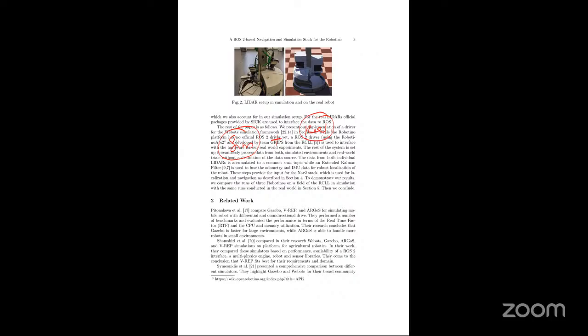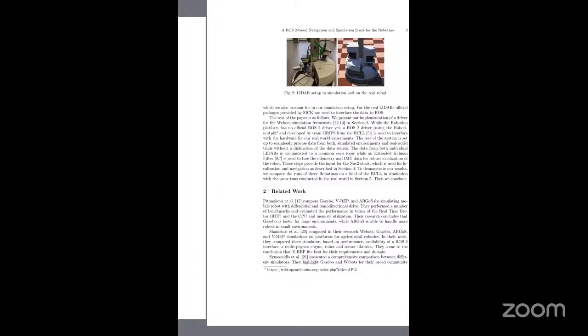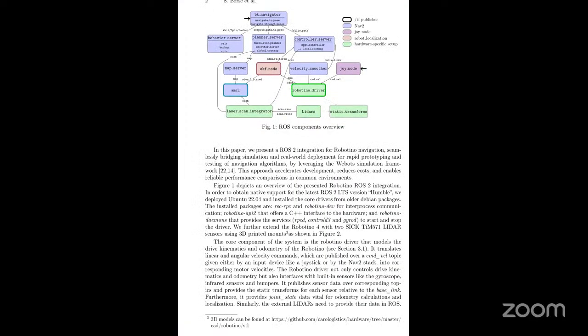Also, we have two LiDARs. One is in the front and another one is in the back: front LiDAR and rear LiDAR. Combining these two scan data, preparing a common topic. We have a front scan and a rear scan combined into a common topic. This is what is called laser scan integration that we mentioned previously, right? Yeah, here. So here we have a front scan and a rear scan.